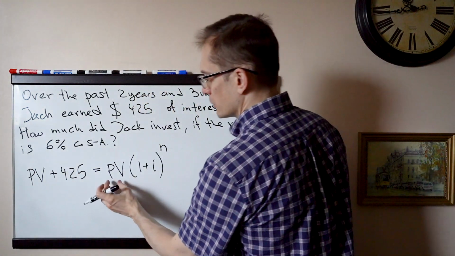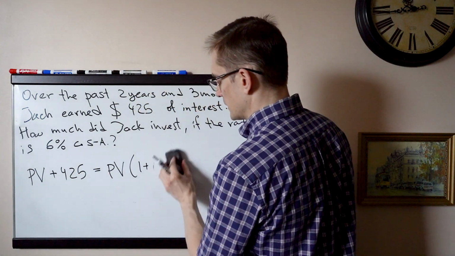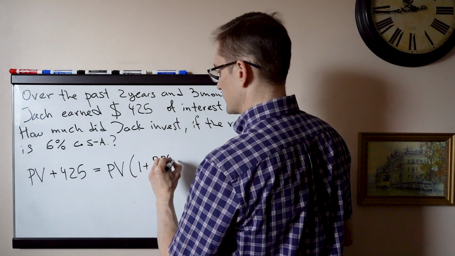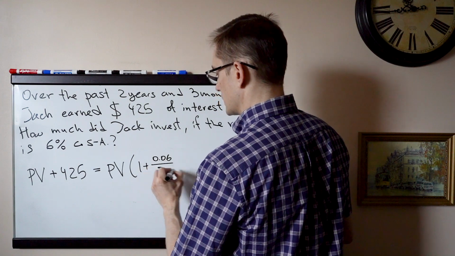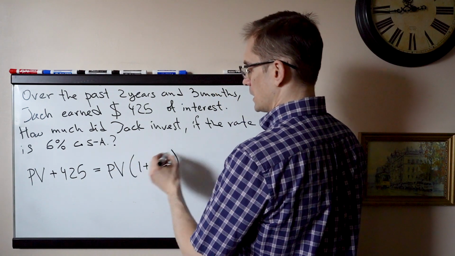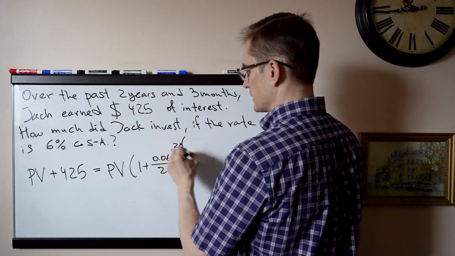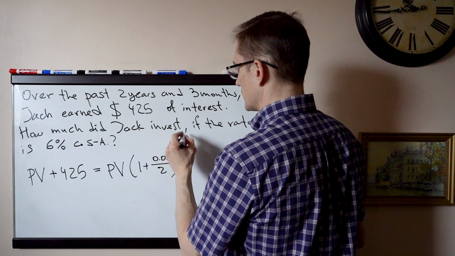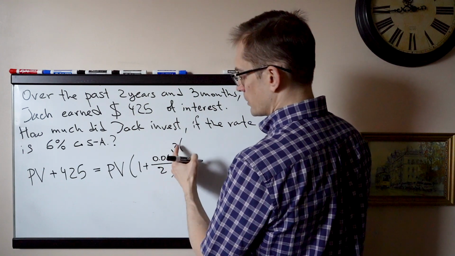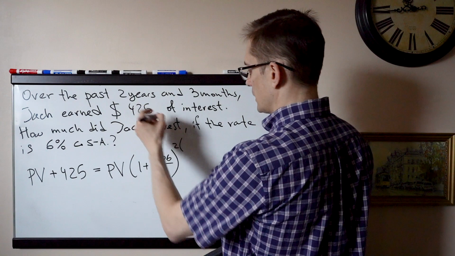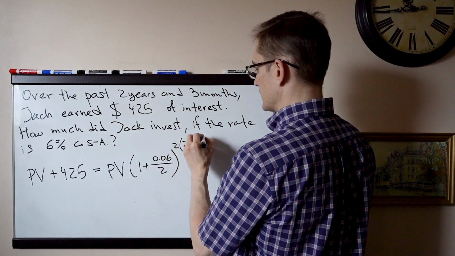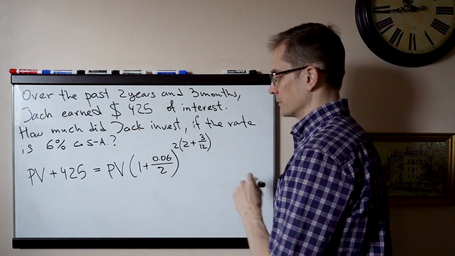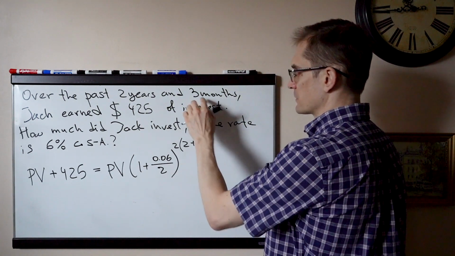So what is our interest? We don't know the present value still. We'll keep it as present value plus interest, which is 425. So we still don't know the present value here, so we'll leave it as PV times (1 plus 0.06 divided by 2). And here, instead of n, you have 2 times, because 2 semi-annual periods per year, and you have 2 years plus 3/12 of an additional fractional year, right? So it's 2 plus 3/12 because it's 3 months.